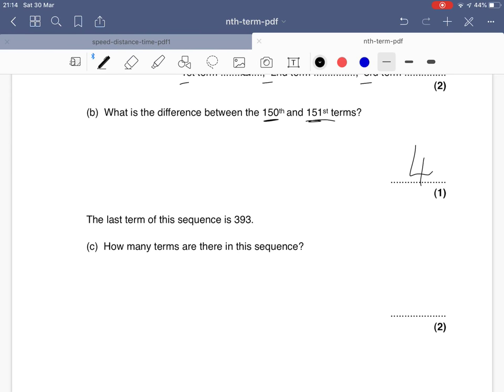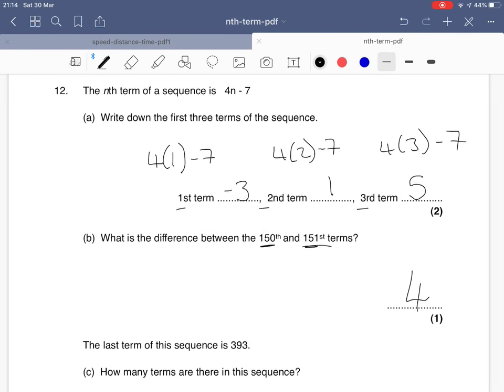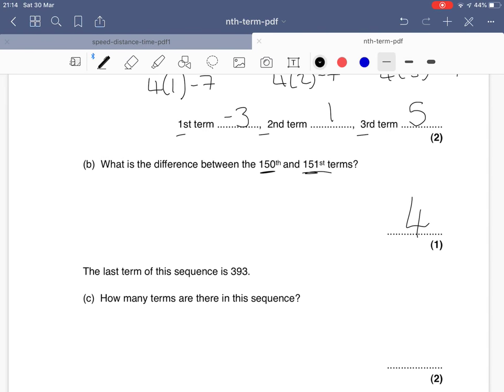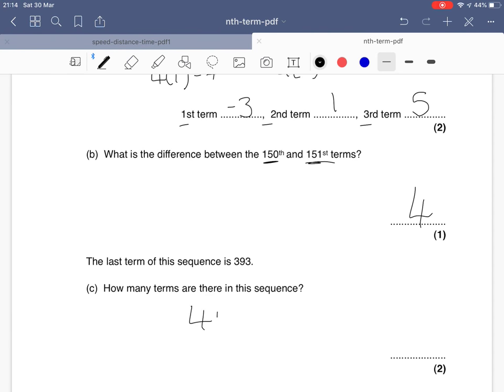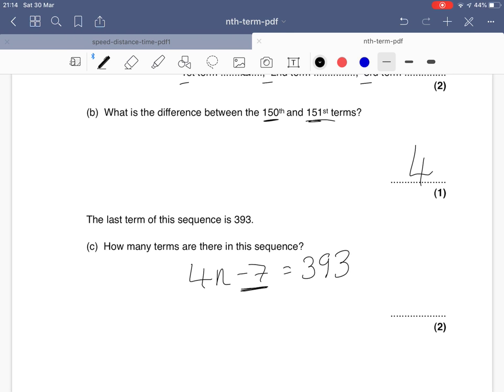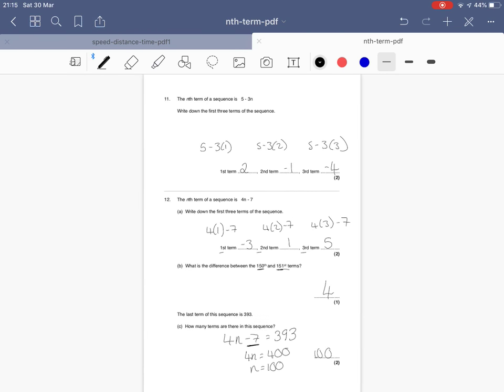The last term in the sequence is 393. How many terms are there in this sequence? So we've got to take the sequence, 4n minus 7, and make it equal 393. So we're first going to add our 7. So we've got 4n is 400, and then divide by 4, so it's 100. So there's going to be 100 terms in the sequence.